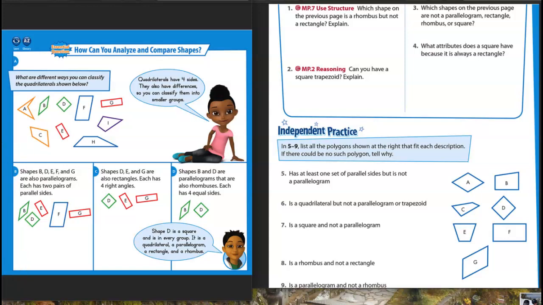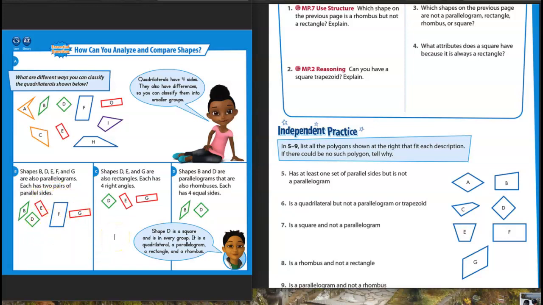So all of these shapes up here are quadrilaterals because they have four sides. So shapes B, D, E, F, and G, these shapes, they're also parallelograms because they have two pairs of parallel sides. So one pair of parallel sides and then a second pair of parallel sides.